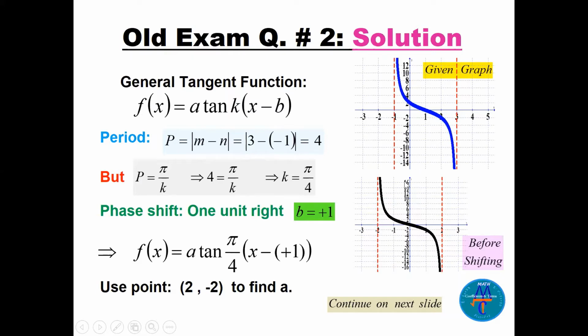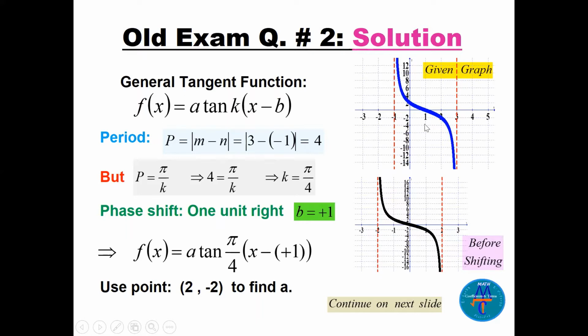Let's see the phase shift. This is the given. So we can imagine the graph before shifting like that. So it is shifted 1 unit to the right. See, this is minus 2, it comes in the minus 1. That's in the given.